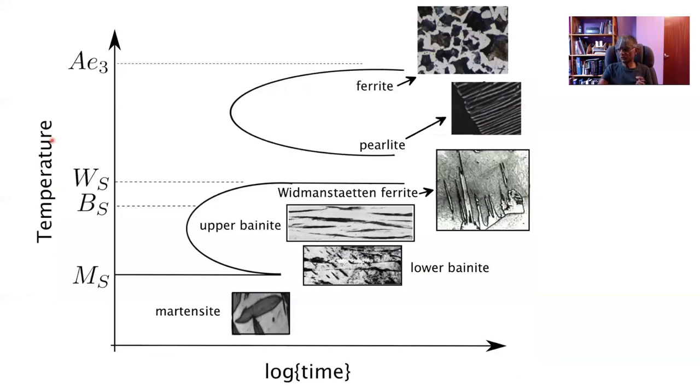And I mentioned to you that these time temperature transformation diagrams are divided into two parts. We have the reconstructive transformations and the displacive transformations here. And I'm going to focus today on the various forms of bainite. And there are essentially two.